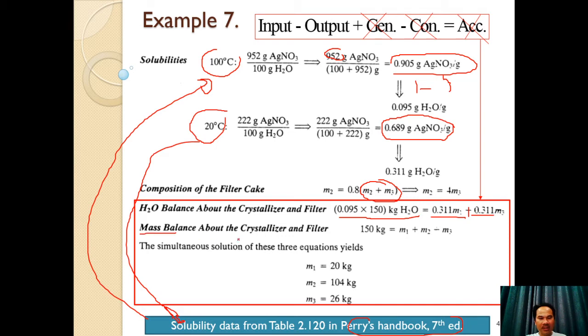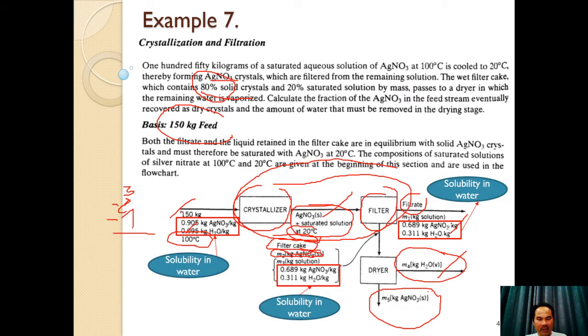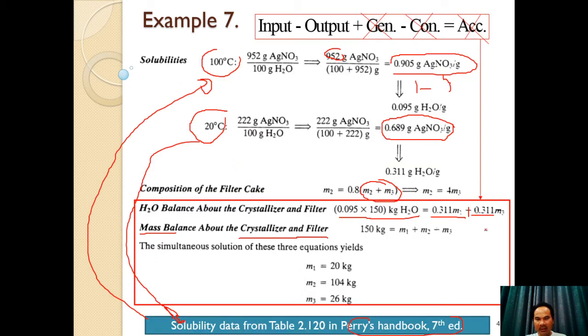Also, next you balance with the total mass balance around the crystallizer and filter. The total mass balance is 150. We have output M1, M2 plus M3. It is 150 equals M1 plus M2 plus M3. Okay, you have M1, M2, and M3 unknown. But also, you know M2 equals 4 M3. You can solve for that with the 3 equations. You can solve M1 equal to 20, M2 equal to 104, M3 equal to 26.